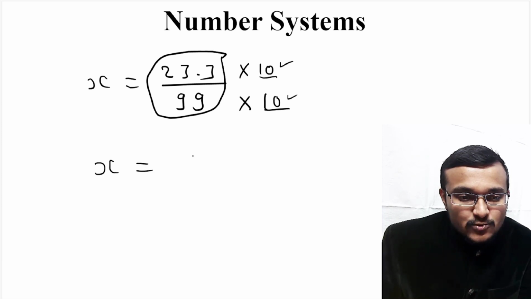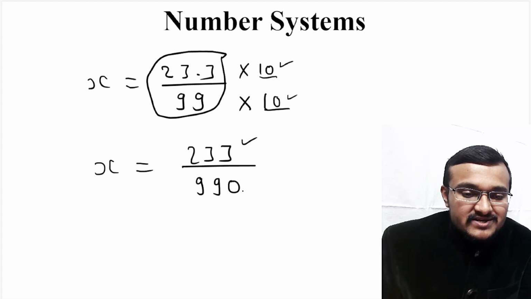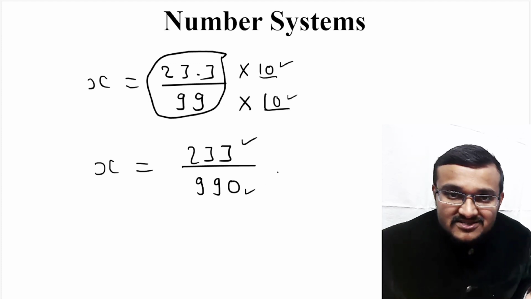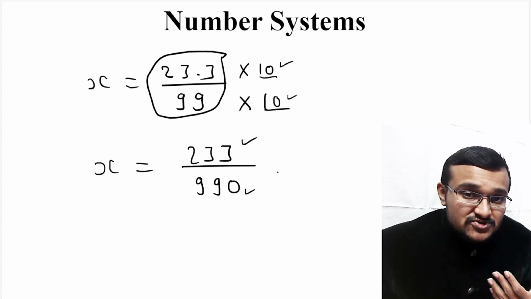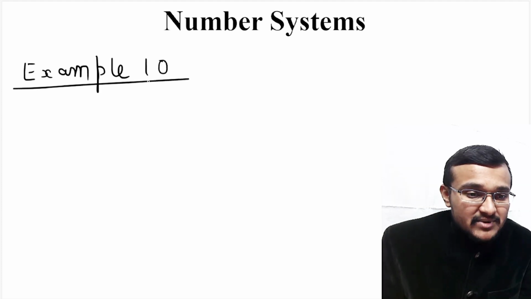So x is equal to, when you multiply with 10, it will become 233 divided by 910. So here you can see 233 and 910 both are integers, and also the denominator is not equal to 0. So this is a rational number. So now we will look into example 10.